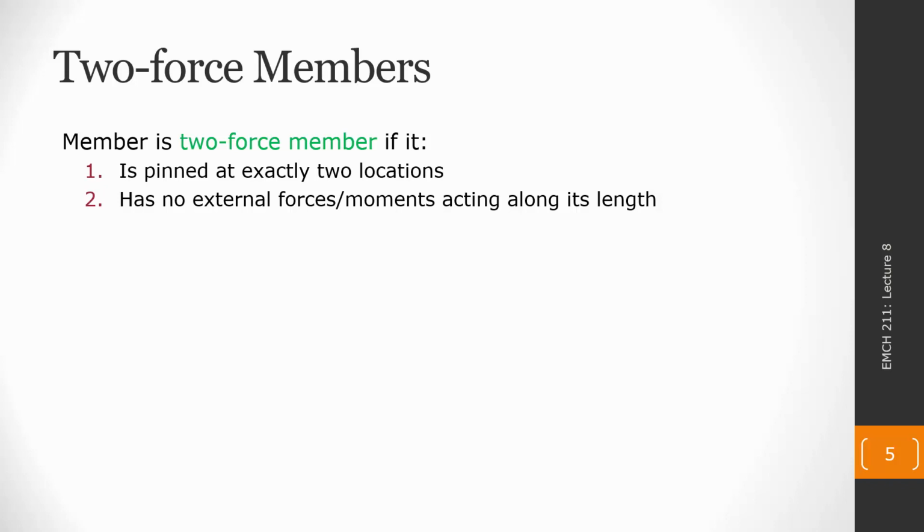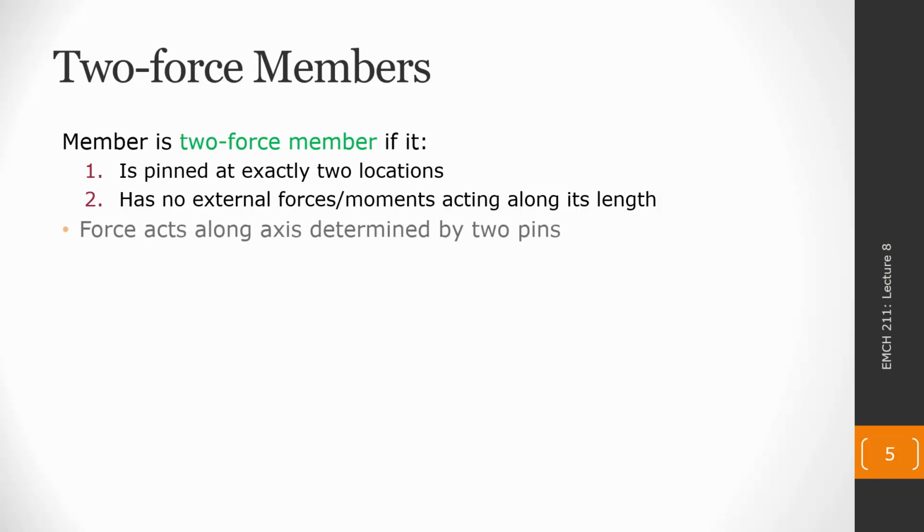Now, these are sufficient conditions to be a two-force member, but not necessary conditions. So if these two things are true, it is definitely a two-force member, but things could be two-force members, or turn out to be two-force members, even if they violate one or both of these, depending on how it's connected into the rest of the system. But by inspection, this is how we can tell immediately that we have a two-force member in our system.